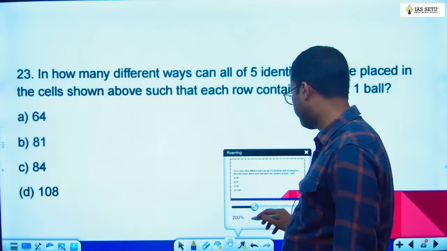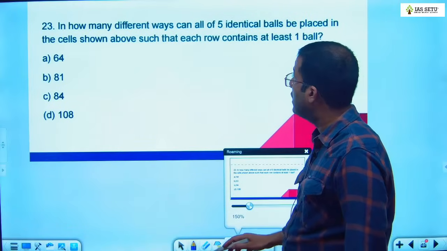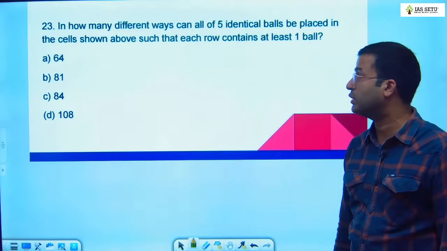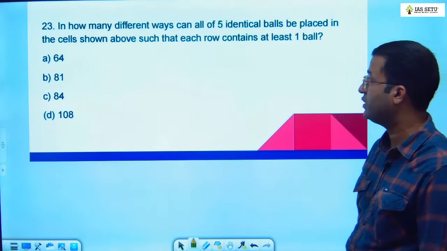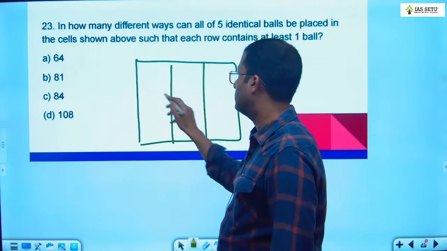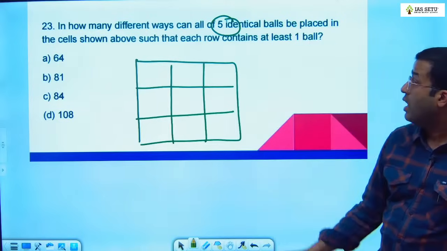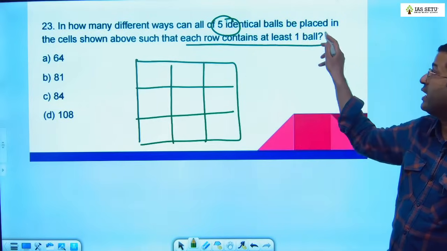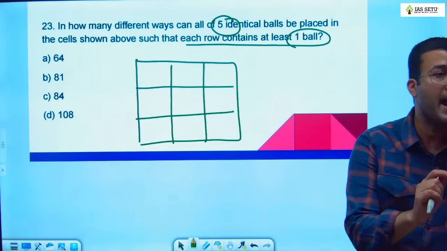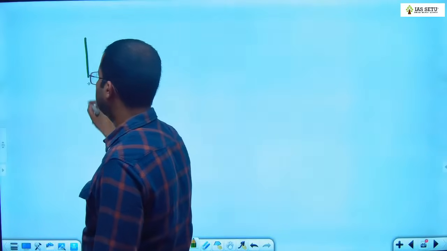Next question is, in how many different ways can all of the 5 identical balls be placed in the cells shown above such that each row contains at least one ball? This is a 3 by 3 figure, and there are 5 identical balls and each row contains at least one ball. Okay, the condition is each row has at least one ball and total balls are 5. I will tell you how to handle this question.